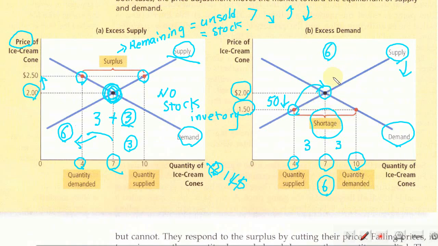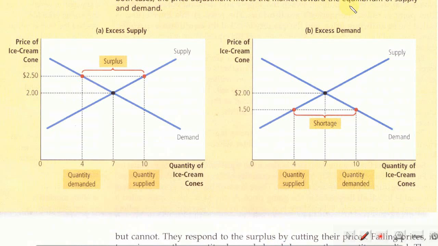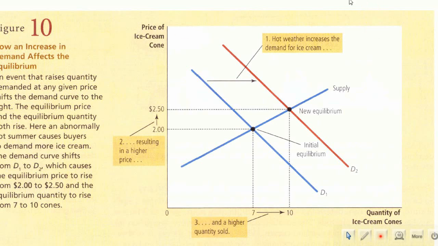Okay, let's go to the next, the shift. So the shift. Okay, look at this. This is the difference. We have one supply line and two demand lines. The demand lines, one blue and one red. The red one is the shifted demand line. What is the meaning of the shift?